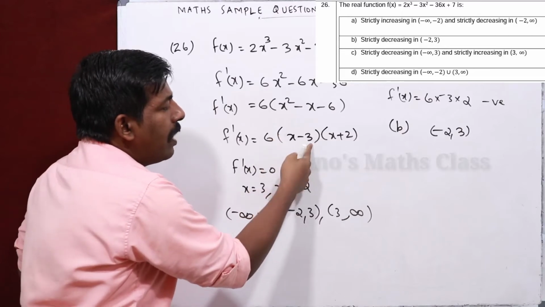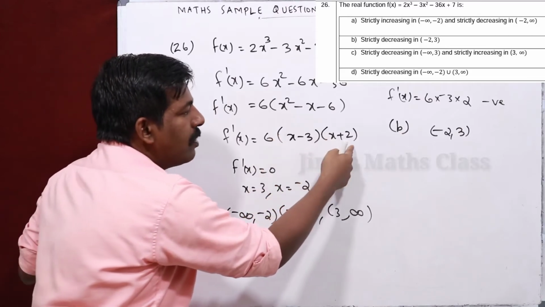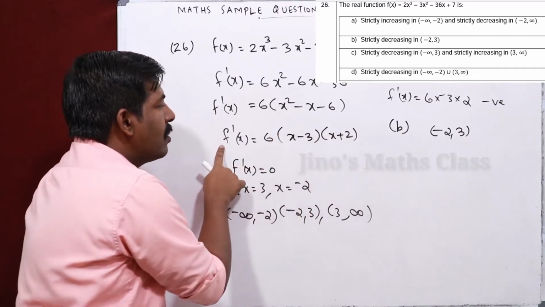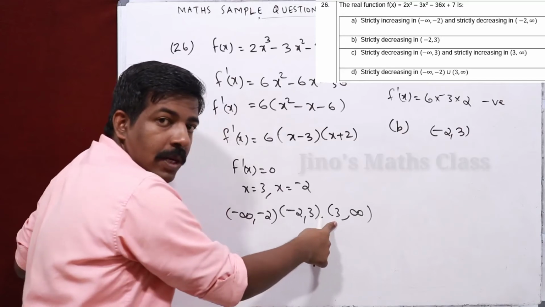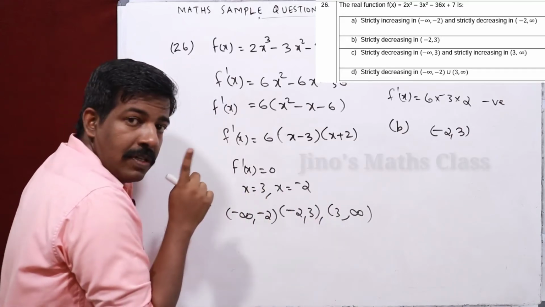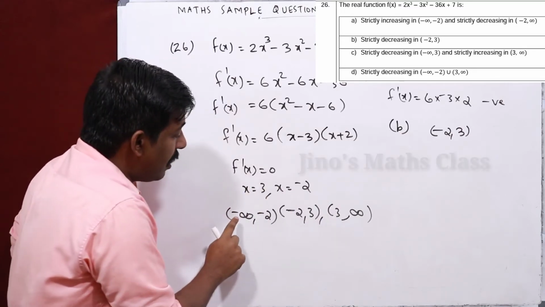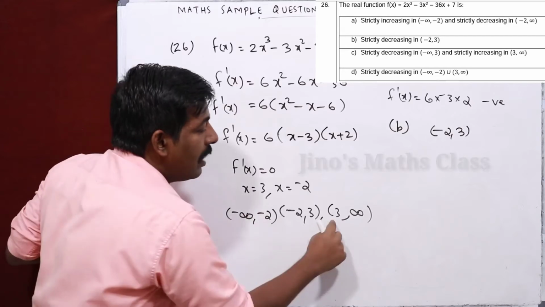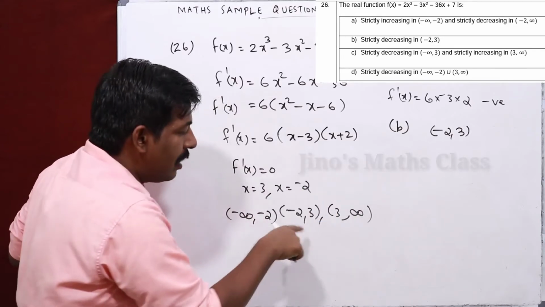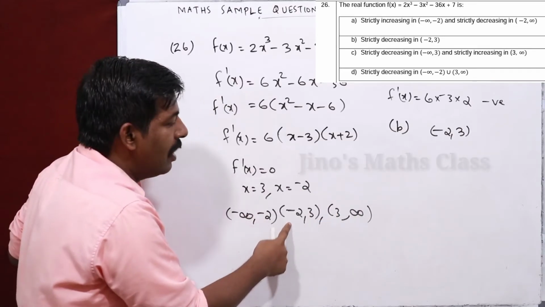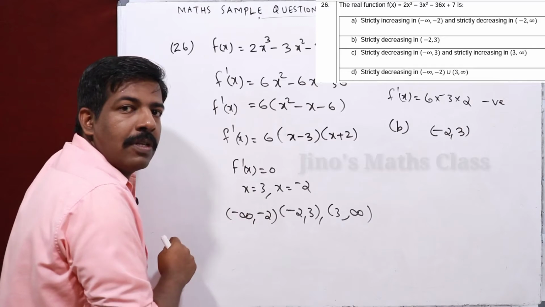At that time you can see 4 minus 3 is positive, and 4 plus 2 is also positive. That means f dash x is positive in this interval. So we can say f of x is strictly increasing in the intervals minus infinity to minus 2 and 3 to infinity, but it is strictly decreasing in the interval minus 2 to 3.